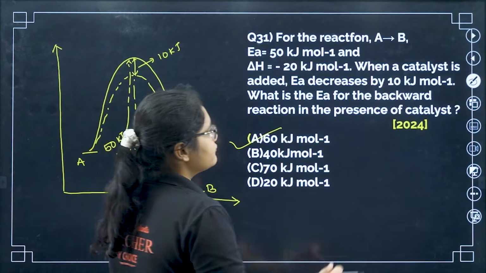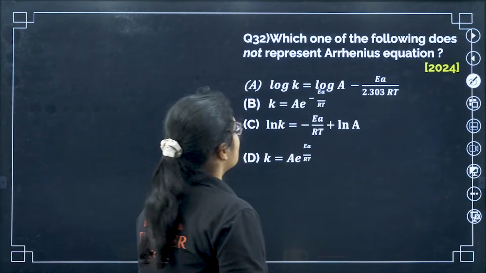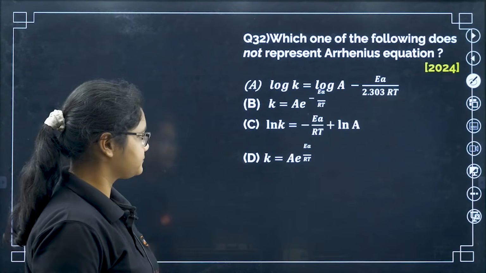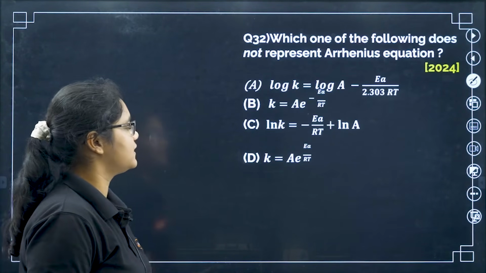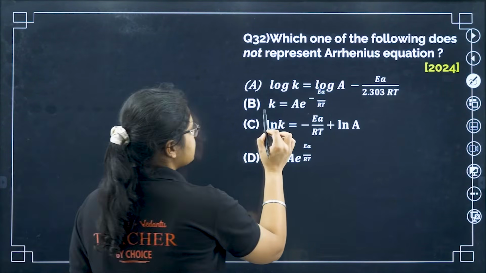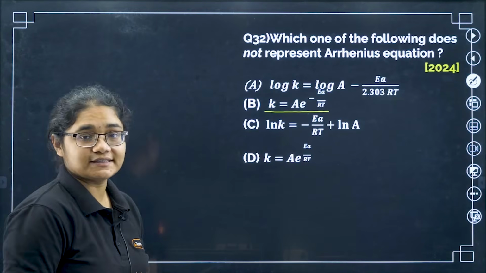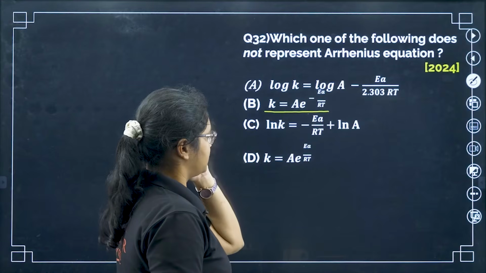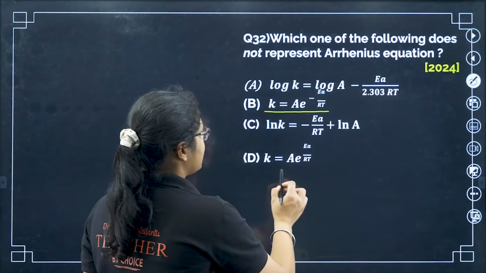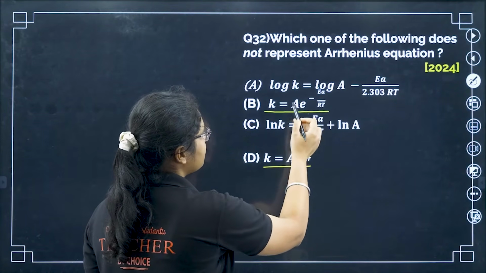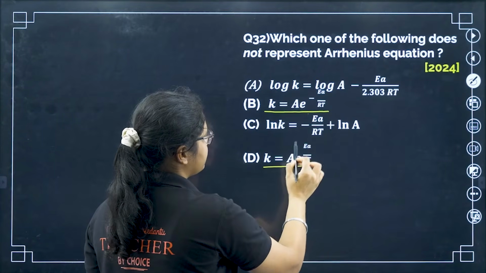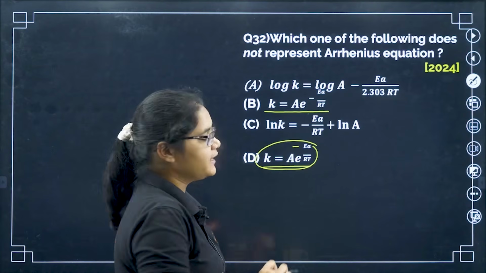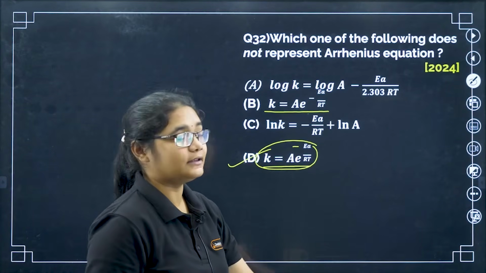Now moving to question number 32. Which of the following does not represent the Arrhenius equation? Log K is equal to A into e to the power of minus Ea by RT. Log K is equal to log A minus Ea by 2.303 RT. That is there. K is equal to A e to the power of minus Ea by RT, and if you write this equation in terms of ln, we'll get this one. But this is a wrong statement because it is minus Ea by RT. So that is why option number D here.